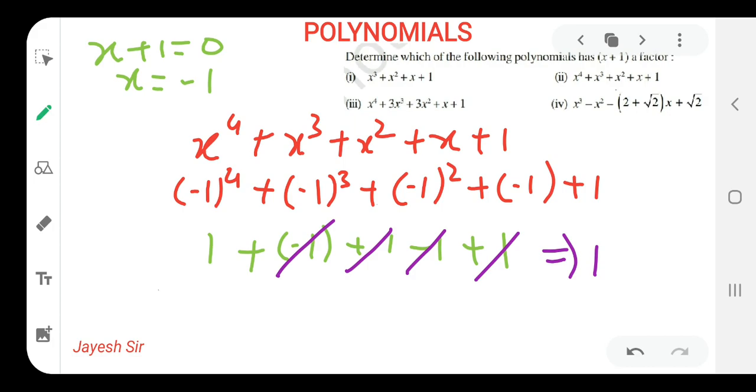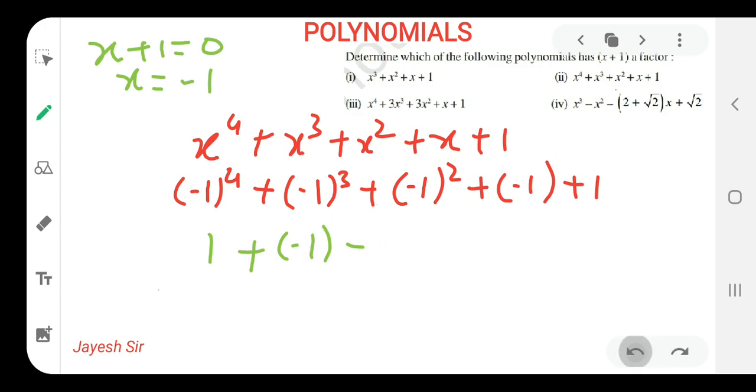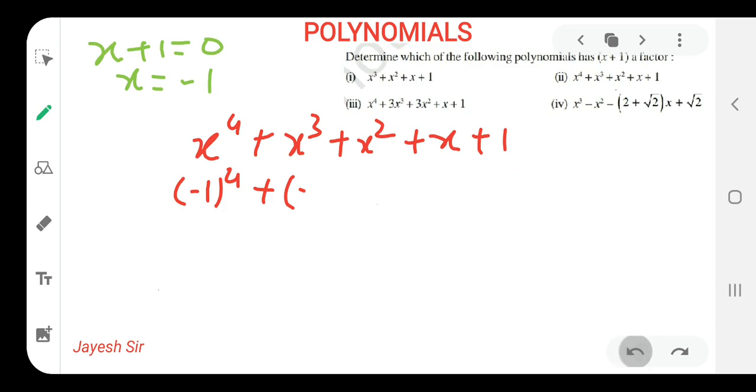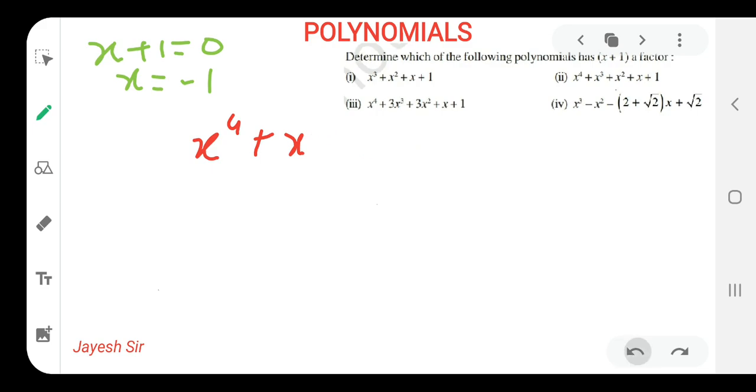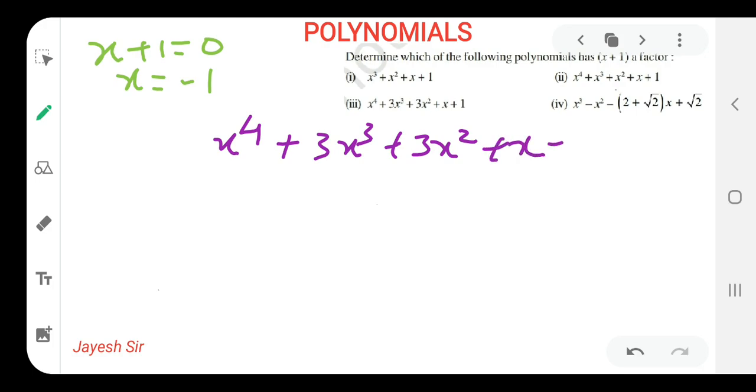From this we are able to conclude that. So let's move to our third sum, and there also we have to put the value of x as minus 1, and after putting the value we will be able to give the answer whether x plus 1 is the factor of the given polynomial equation or not. So let's solve it. x raised to 4 plus 3x cube plus 3x square plus x plus 1. Now we have to put the value of x as minus 1.